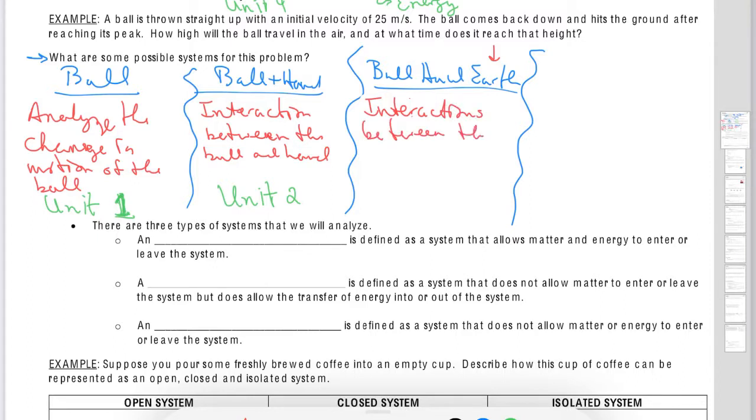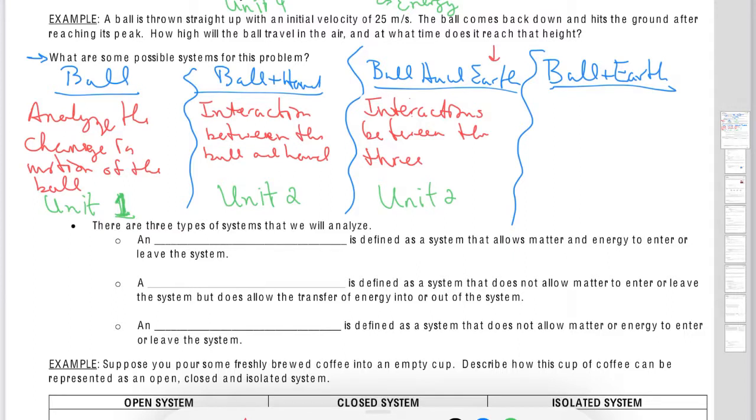Again, this will end up being along the lines of Newton's laws. So this would be more of a Unit 2 question as well. And then finally you got the fourth system, which is where we're going to kind of live over these next bunch of weeks. Okay, and that's the ball and earth system.